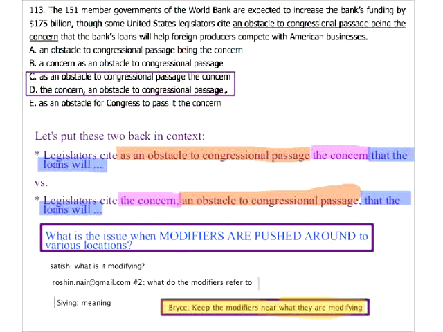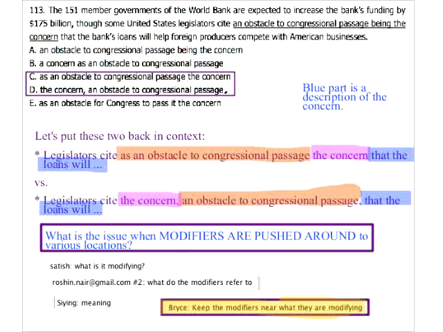So let's look at what the stuff is talking about here. Well, what is this blue thing describing? What is that the loans will blah, blah, blah? What is that blue modifier an elaboration on? It's describing the concern. That's what people are concerned with. So the blue part is a description of the concern.